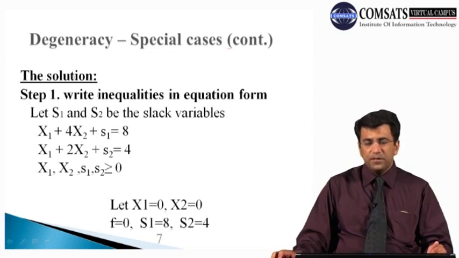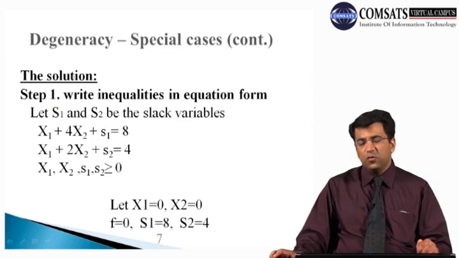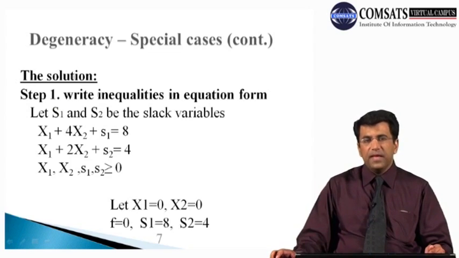As a first step, you know that you will have to convert these inequalities into equalities by using slack variables. In this particular case, we have introduced two slack variables, S1 and S2, for the first constraint and the second constraint respectively. And again, we have the non-negativity constraints: x1, x2, S1, S2 greater than or equal to 0.